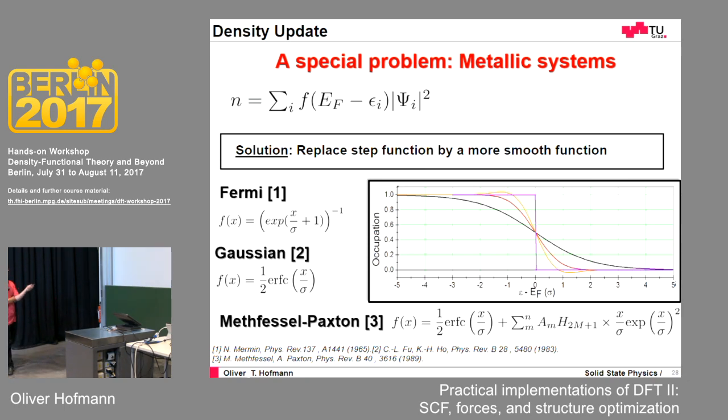Methfessel-Paxton schemes, which work according to this equation and include some spherical harmonics here, exist in different orders, first order, second order, and so on, and only the first order really goes above and below the boundaries of what you expect. But still sometimes, sorry? What is the meaning of negative occupation number? There is no meaning to that.